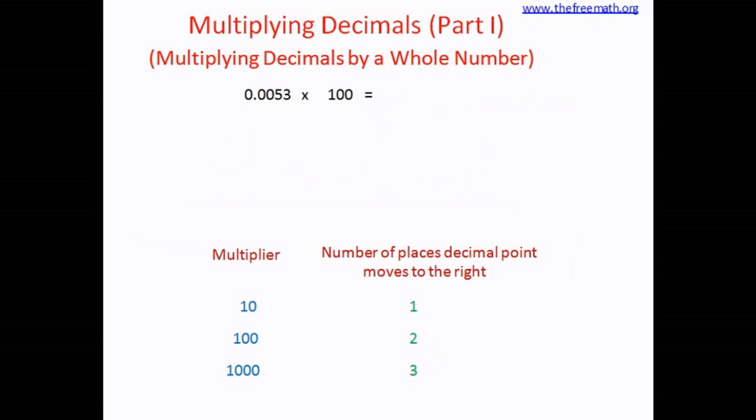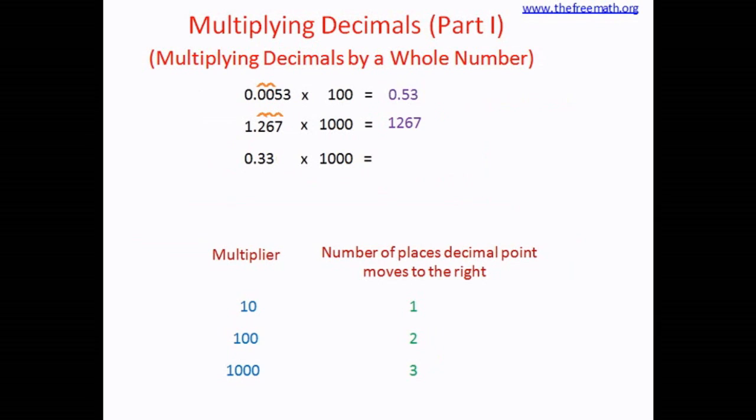0.0053 multiplied by 100. Since the multiplier is 100, let's hop over 2 places. Let's move the decimal point to the right by 2 places. So the answer is 0.53. The next one is 1.267 multiplied by 1000. Since we multiply by 1000, we hop over 3 digits. So the answer is 1267.